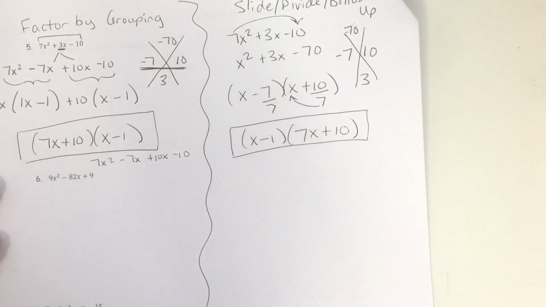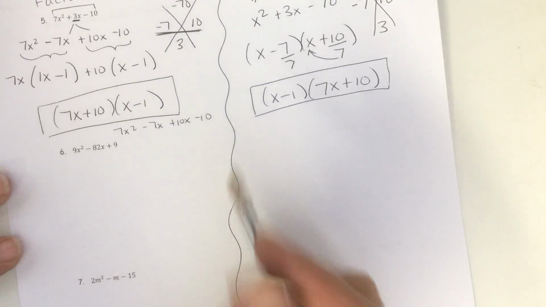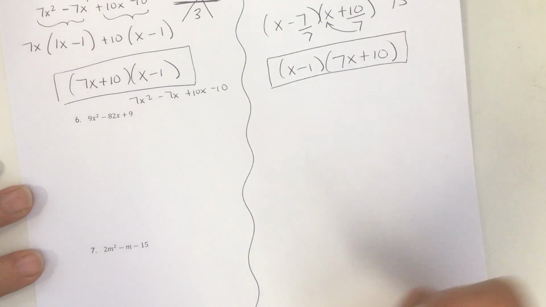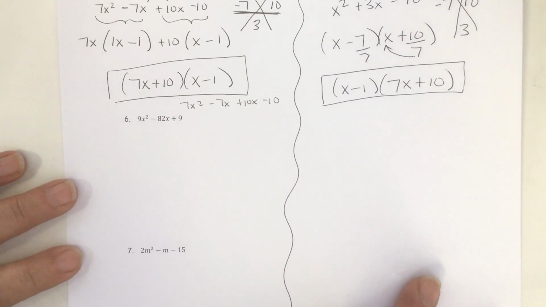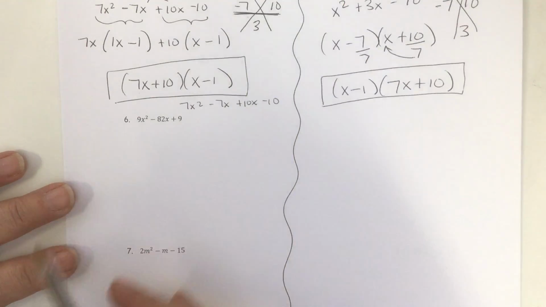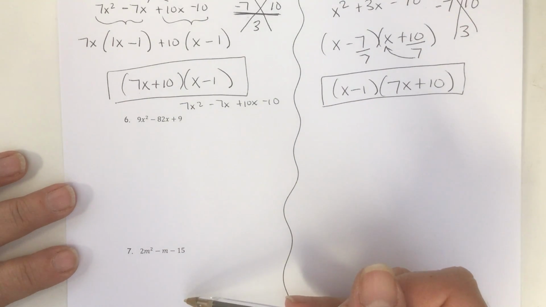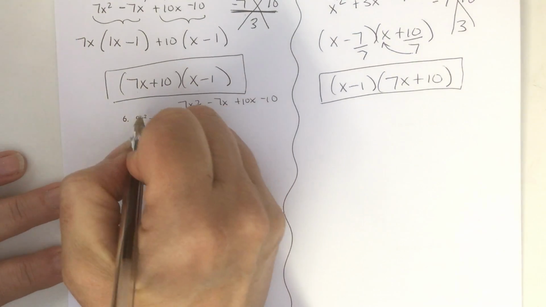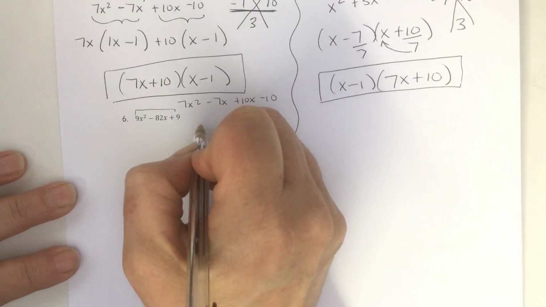Okay? So let's do another one. Actually, I'm going to do 2 like this, and then I'll do 2 like this so you can kind of see the repetition, all right? And if you prefer one way or the other, you can skip the video. I'm going to do 2 in a row with factor by grouping, and then 2 in a row with slide divide.